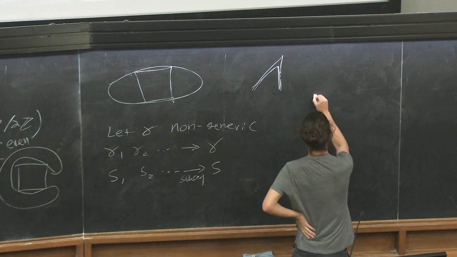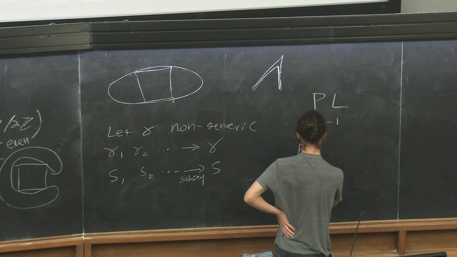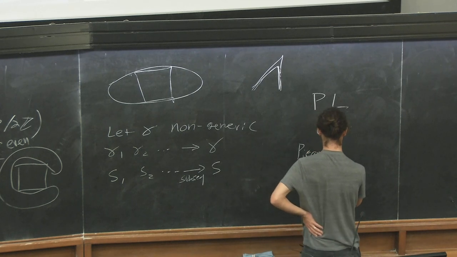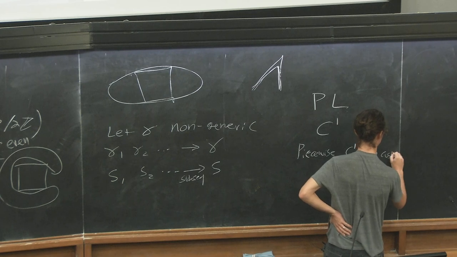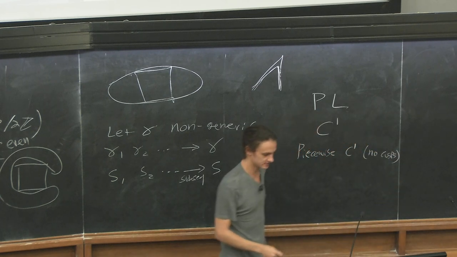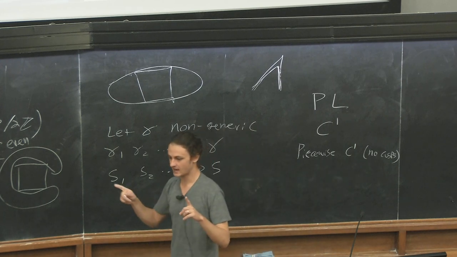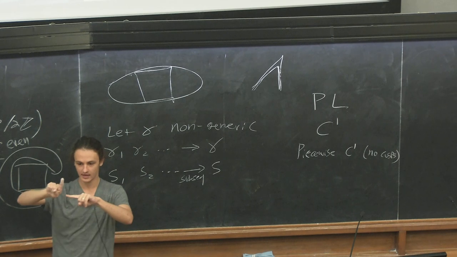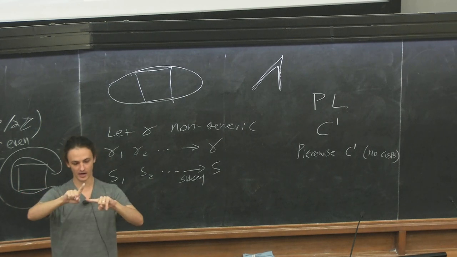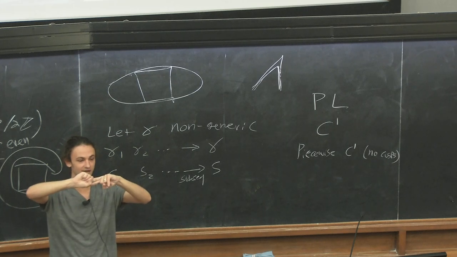As I just pointed out, you can do it for piecewise linear, you can do it for C1, and you can do it for piecewise C1 with no cusps, and some other classes as well. Piecewise C1 with no cusps, that means that when I'm connecting two pieces of two C1 curves, at the spot where they're connected, I'm not allowed to have the derivatives be like negatives of each other.